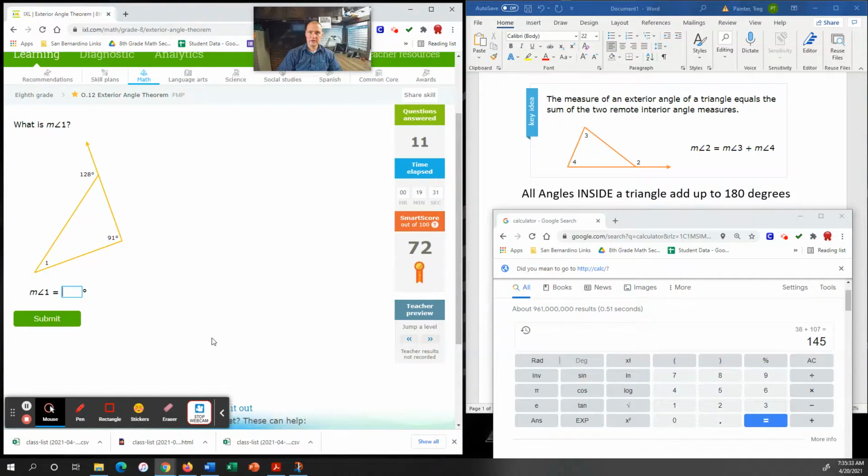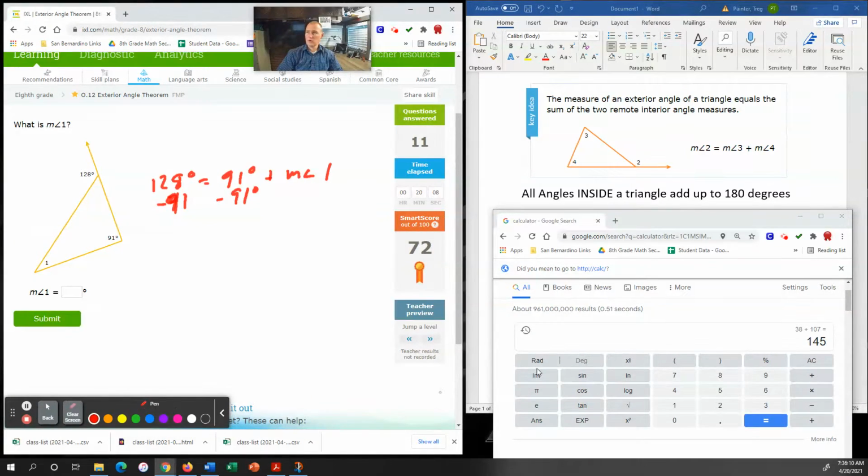All right, smart score is 72, still rolling. What we're going to use is subtraction on this one because measure of angle 1 is on the interior of the angle. So what this means is we got 128, which is the exterior angle, is equal to 91 plus measure of angle 1. I don't know what the measure of angle 1 is, but that's what we're here to solve. But if we subtract out 91 from both sides, minus 91 degrees, that'll give us measure of angle 1.